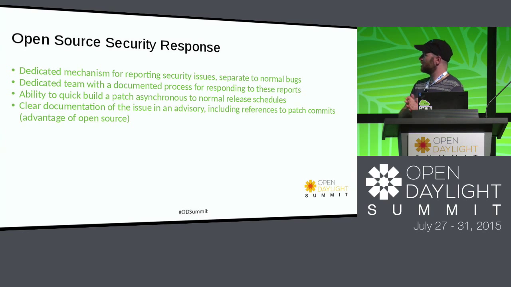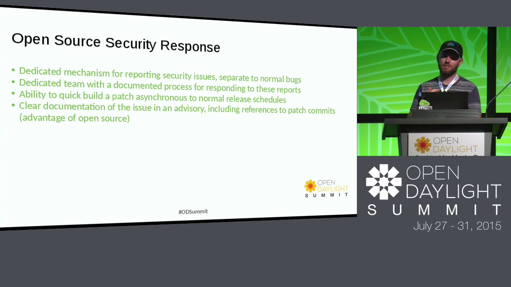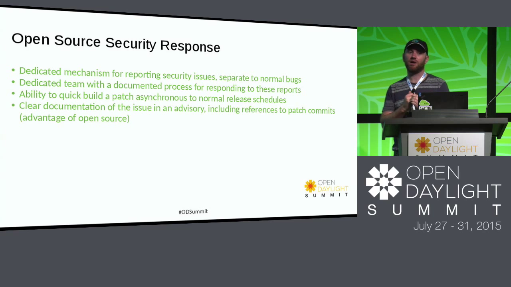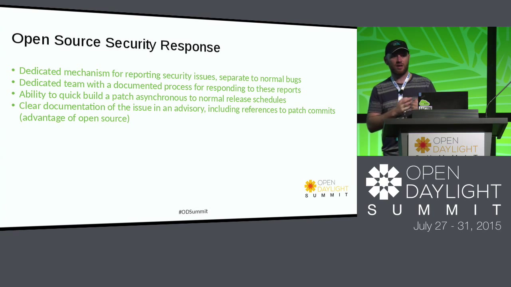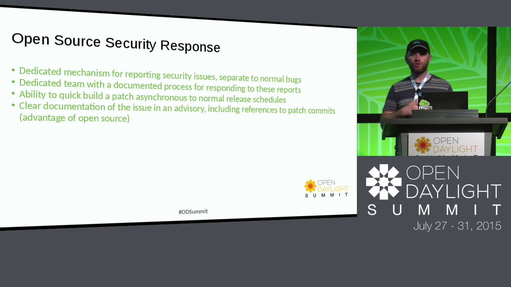But to distill it, generally what you need is a dedicated mechanism for reporting security issues that's separate to normal bugs. So in the case of OpenDaylight, that's emailing security@opendaylight.org. That's how most projects do it. Have a security email address and say, don't file a bug, email this address. That address will then go to a dedicated team who can triage the issue and respond to it and keep details private. You also need the ability to actually quickly build and ship patches.